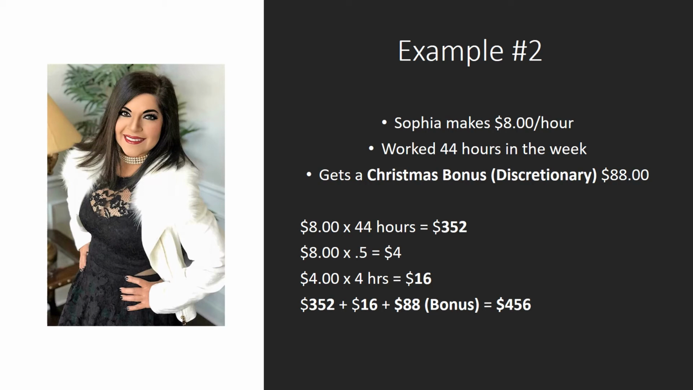So the $4 times the 4 hours, because we already calculated the 44 hours at regular rate. So we just need to get the 4 hours at half rate. So $4 times 4 hours is 16. So take your 352 plus 16. And now at the end, we add the $88 of the discretionary bonus. And that comes out to 456. So yeah, this is the way that we should be calculating overtime. Okay, that's just regular overtime.